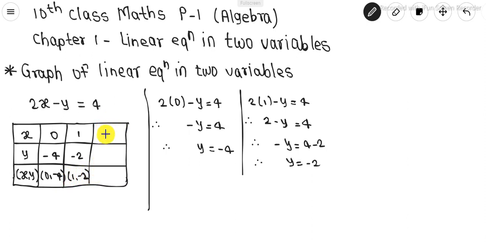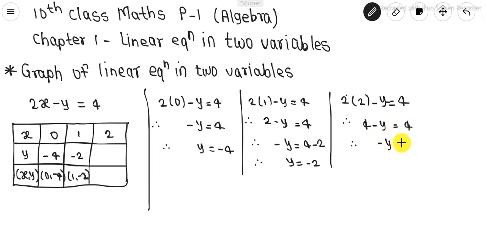Now if we put the value of x as 2, 2 into 2 minus y is equal to 4. Therefore 4 minus y is equal to 4. Therefore minus y is equal to 4 minus 4. That is, the value of y coordinate is 0. Hence if we put the value of x as 2, we get the value of y coordinate as 0. Hence we get the coordinates 2, 0. Now by using these coordinates we have to draw the graph.